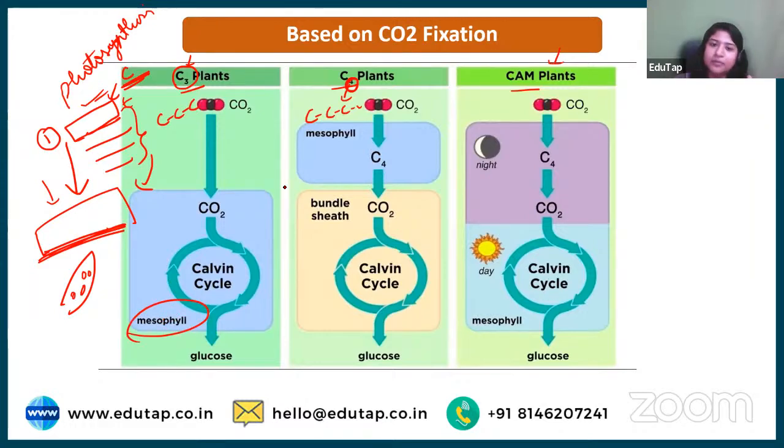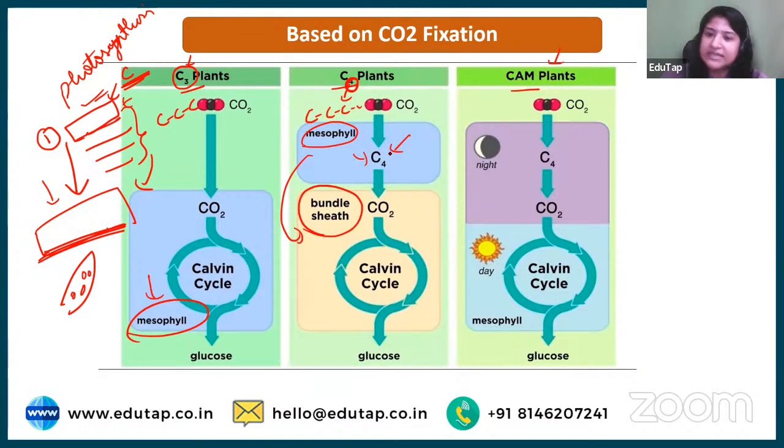मीजोफिल कंपार्टमेंट में होती है, ठीक है. C3 प्लांट में जो पूरी एक्टिविटी होगी, the whole activity happens just in the mesophyll compartment of the cell of the plant. इसको इतना सिंपल समझो. C4 प्लांट्स में क्या होता है, पहले आपकी मीजोफिल में होती है, where the first product is your C4, 4 carbon compound. Then the rest of the process happens in the bundle sheath, which is another compartment. इसको सिंपली ऐसे समझो, another compartment में होती है, ठीक है.